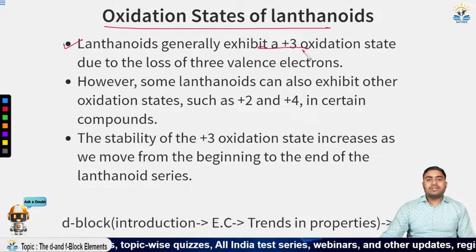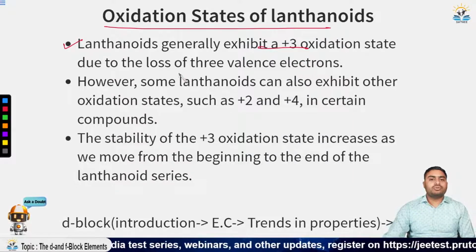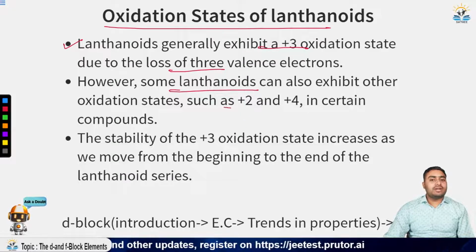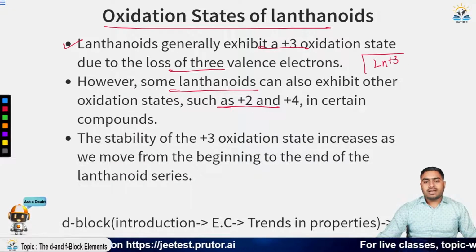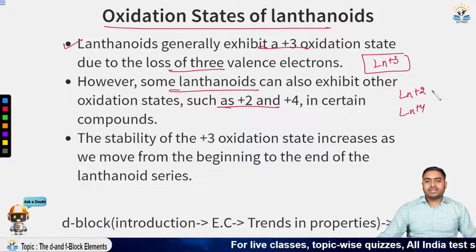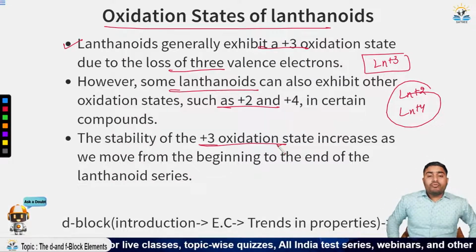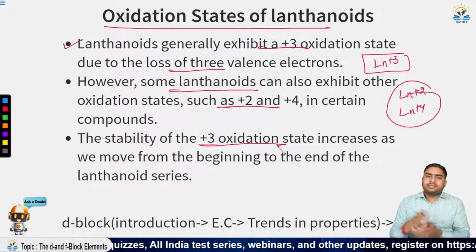Lanthanoids generally exhibit, I told you already, the +3 oxidation state, which is the common oxidation state due to the loss of 3 valence electrons, right? However, some lanthanoids can also exhibit +2 and +4. So Ln +3 is common, and sometimes you can observe Ln +2 and Ln +4 as well. The stability of the +3 oxidation state increases as we move from the beginning, that means cerium, to the end of the lanthanide series, that means lutetium.